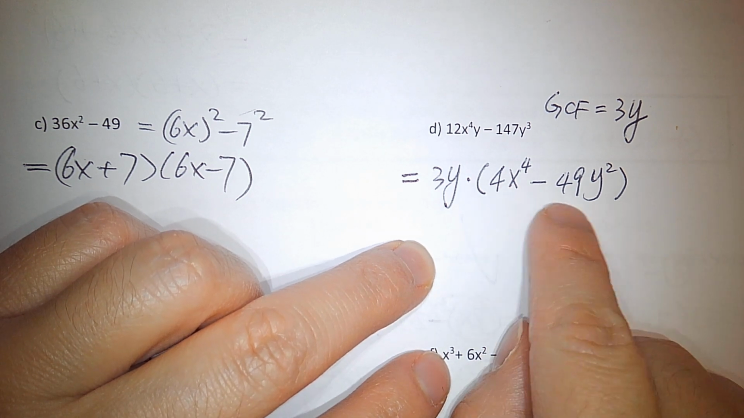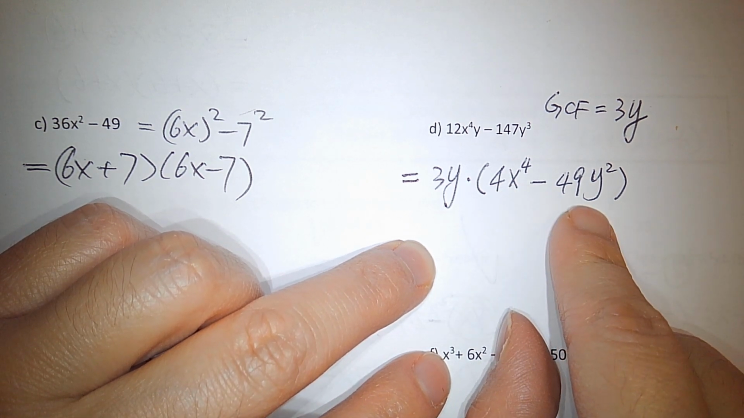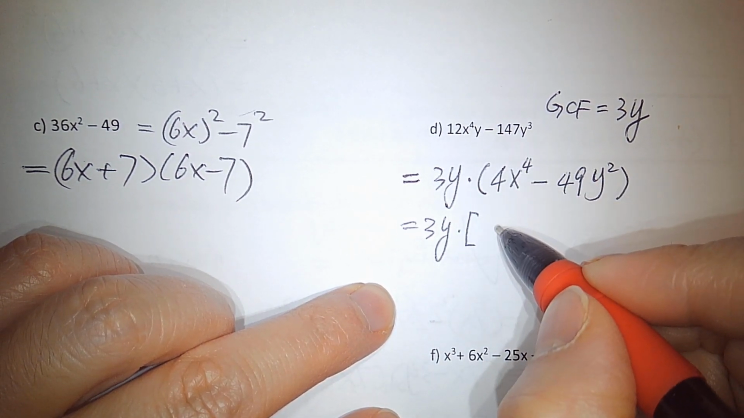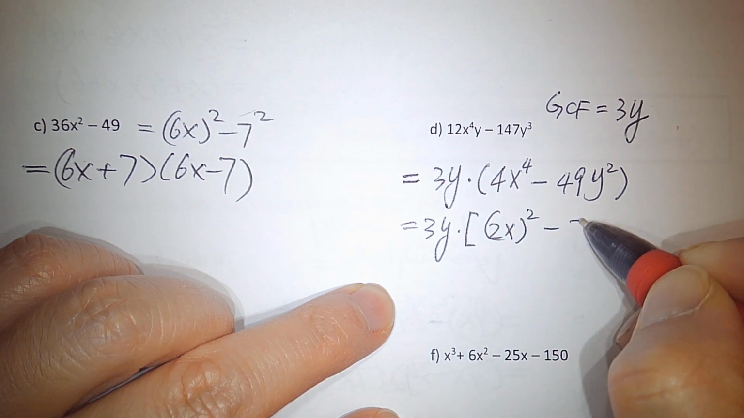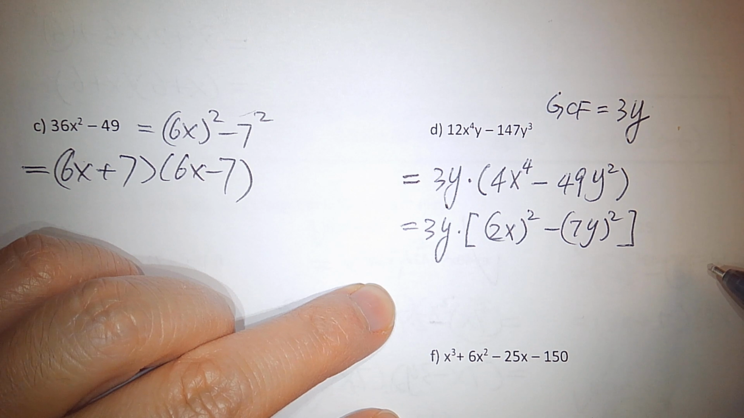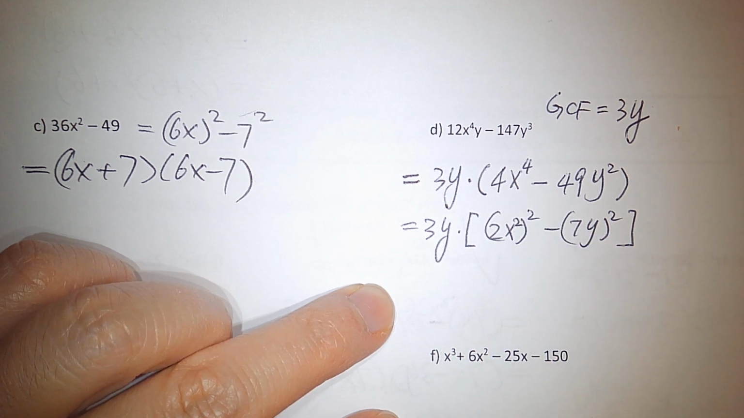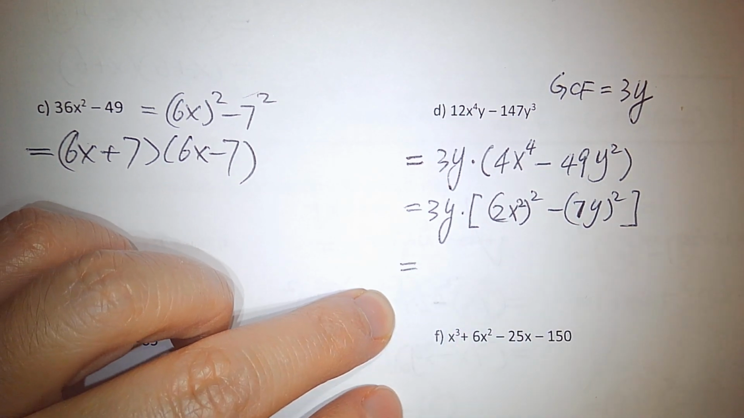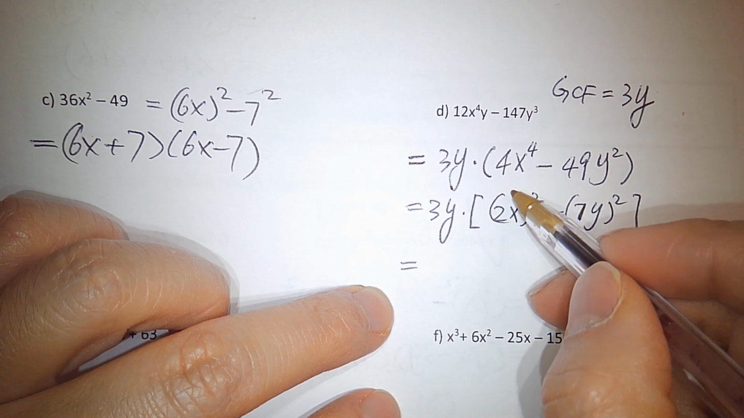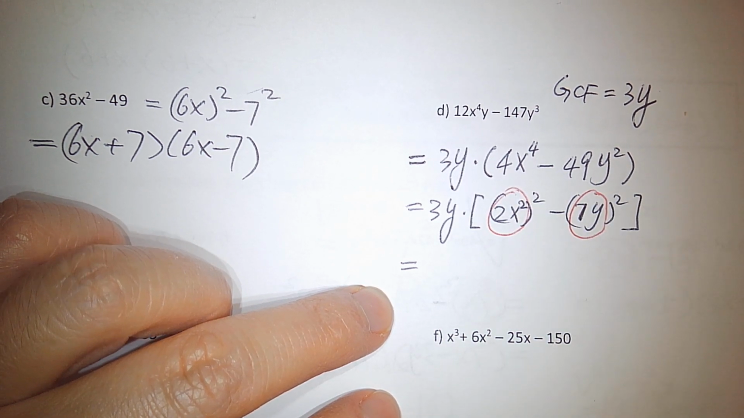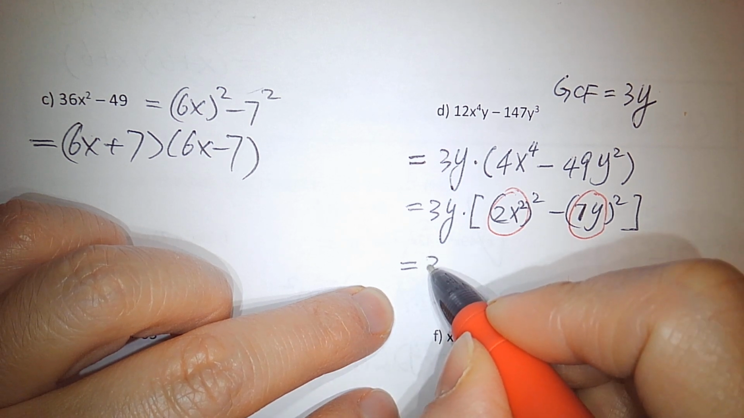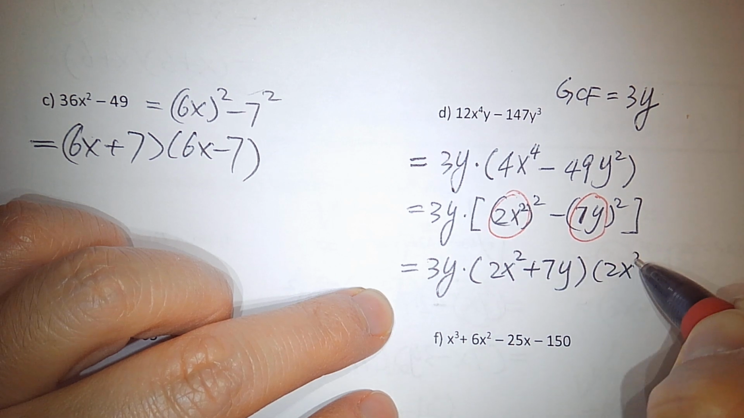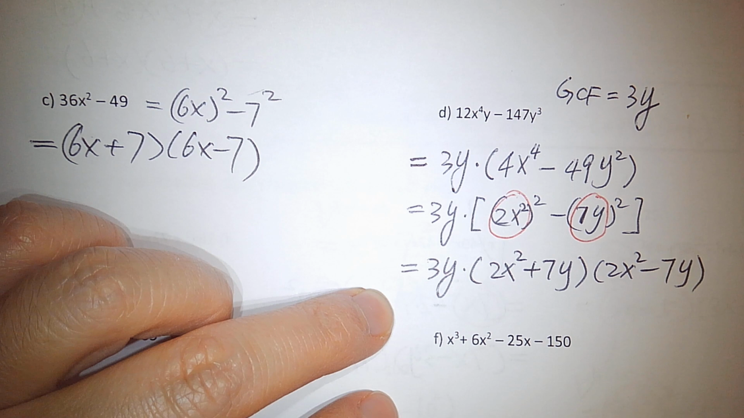Right? Is this the difference of squares? 4x to the 4th power can be written as what? (2x squared) squared. And 49y squared is (7y) squared. Right? So this is A, this is B. So we have 3y times (2x squared plus 7y) times (2x squared minus 7y).